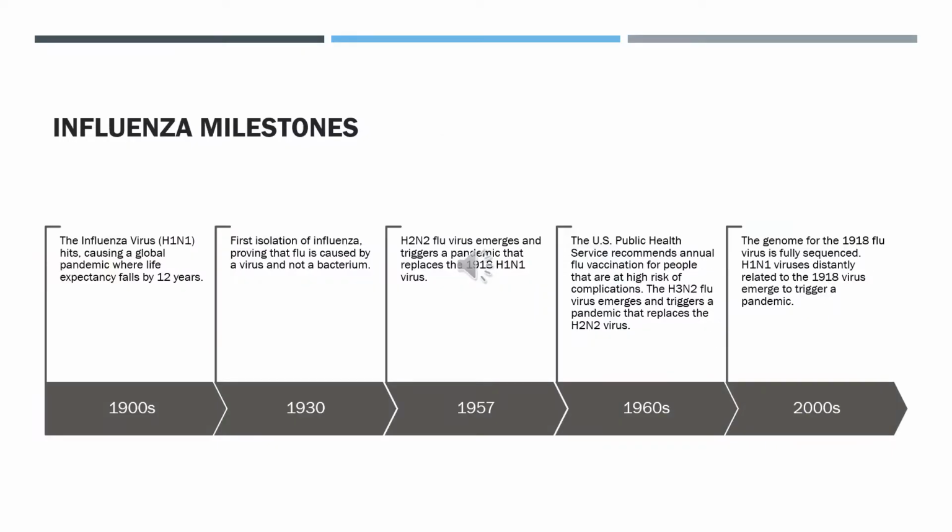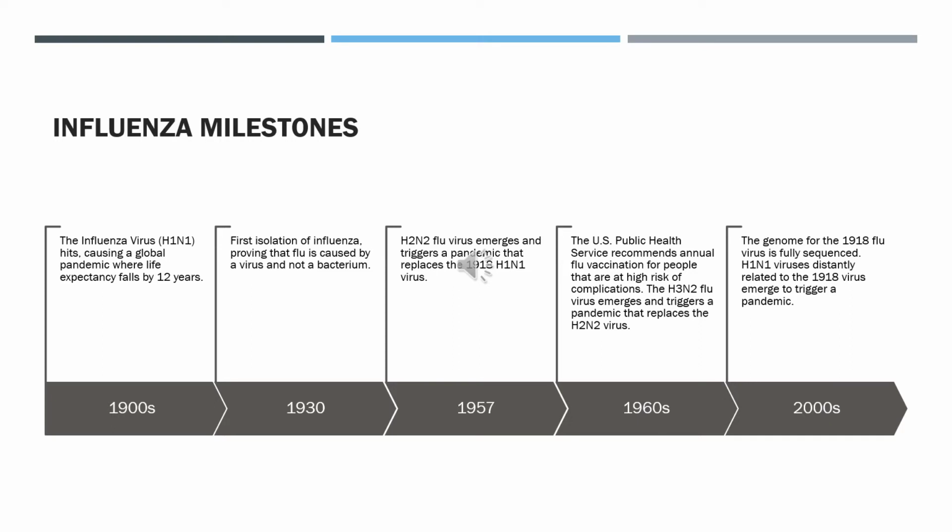I would like to begin this presentation by talking about some influenza milestones. In the 1900s, the flu virus H1N1 hit and caused a global pandemic. In 1930, scientists discovered that the flu is caused by a virus and not a bacterium. In 1957, the H2N2 virus emerges and starts a pandemic replacing the H1N1 virus.